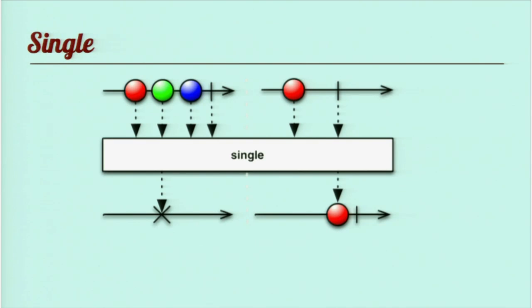So what's the difference? Basically, single will propagate an error. Here the X represents an error, if there is not exactly one item emitted. So the contract for single is: I expect one and only one item to be emitted. And if there are fewer than that, or more than that, then it propagates an exception instead.